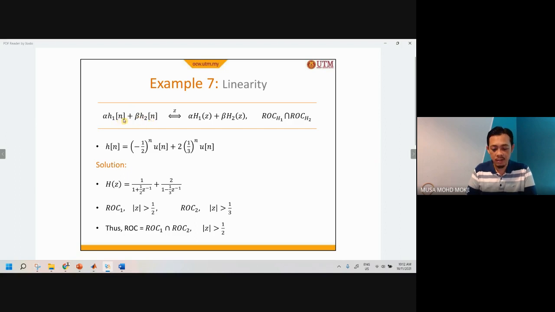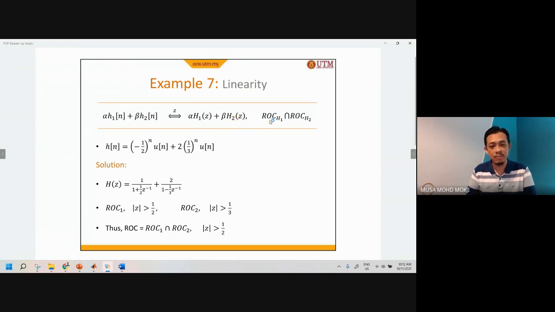So if we have this, the Z domain will be, if this is H1[n], we will have H1(Z). Okay, that one is straightforward. And this is multiply, so you just do multiply. And this is plus, you just do plus. Because this is a linearity property, it will be straightforward.